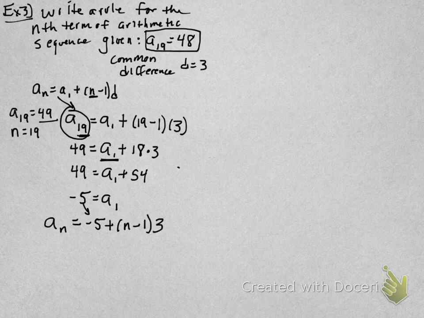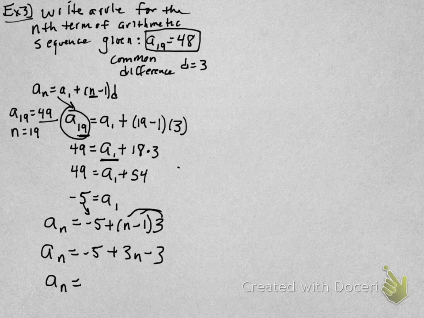Now don't leave it like that. Just like the other examples, we want to distribute. So I get a sub n equals negative 6 plus 3n take away 3. So if I simplify by adding the like terms, I'm going to get 3n, negative 3 minus 6 is minus 9. This would be the rule.